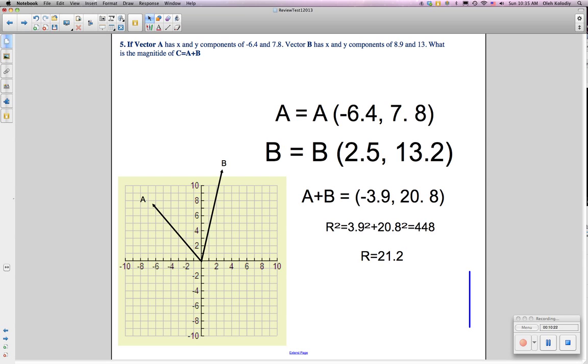The x component of A is this distance, and the y component of A is that distance. So A is minus, that's the length of the red line, minus 6.4 approximately, and that's its x component, and its y component is the blue line here, that's 7.8. Same thing with B. You add the two numbers, and you get the coordinates of the result.